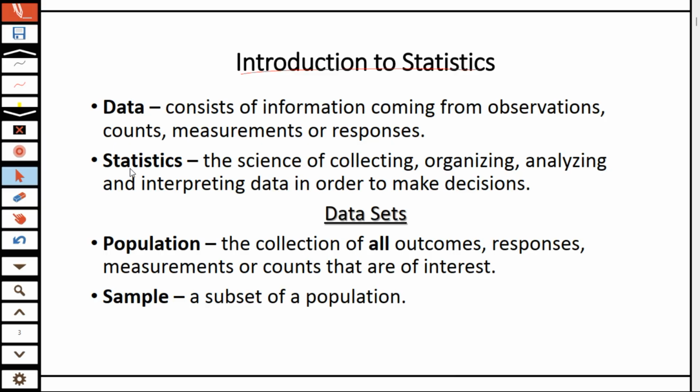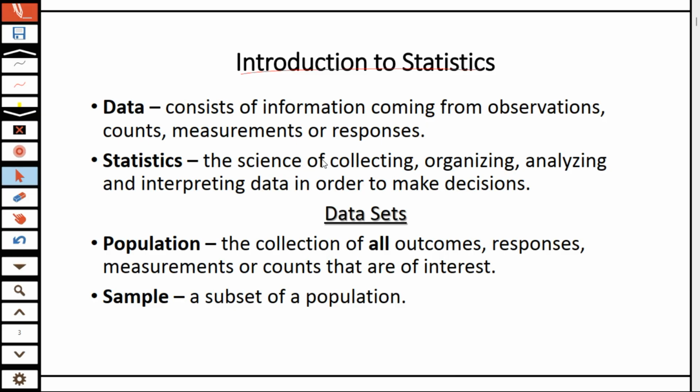So the second one is statistics. What is statistics? We say that statistics is a science of collecting, analyzing, organizing, and interpretation of data in order to make decisions. So for instance, when we collected all the data from the social science students by measuring their height, if we want to measure the mode of these heights of individual data collected, we are going to use statistics.